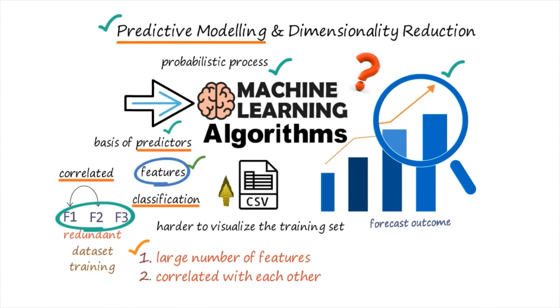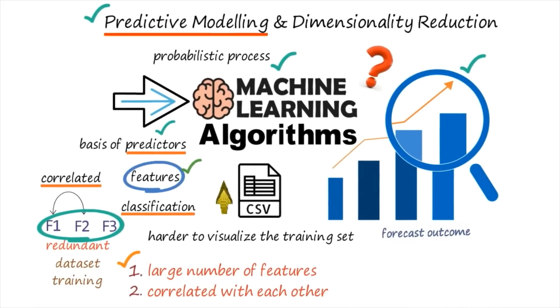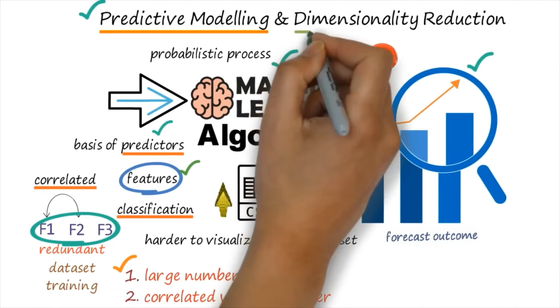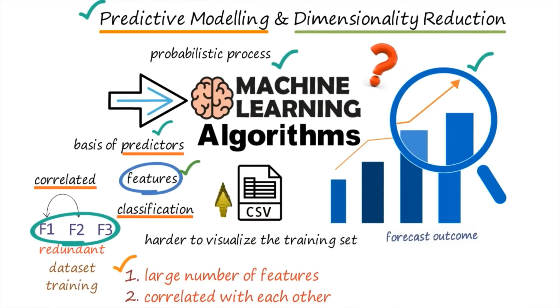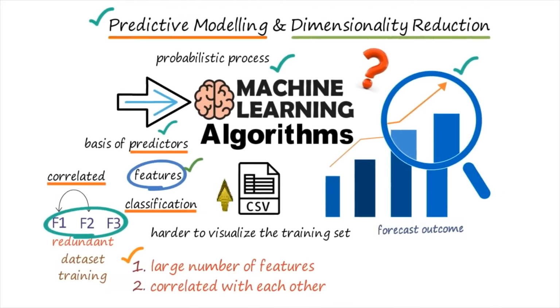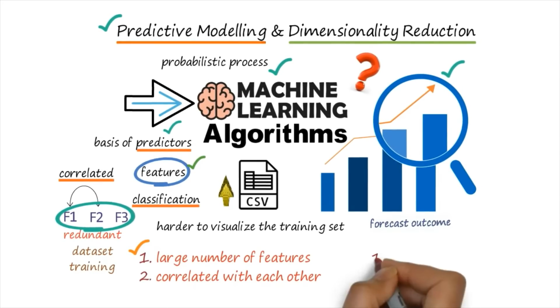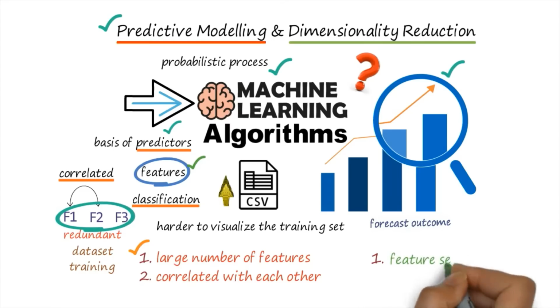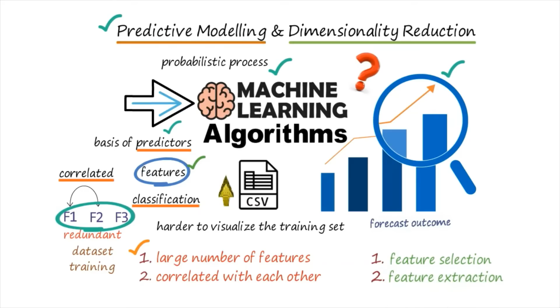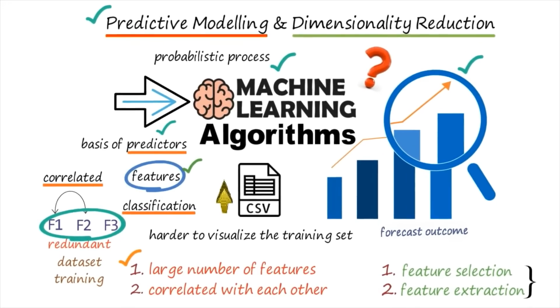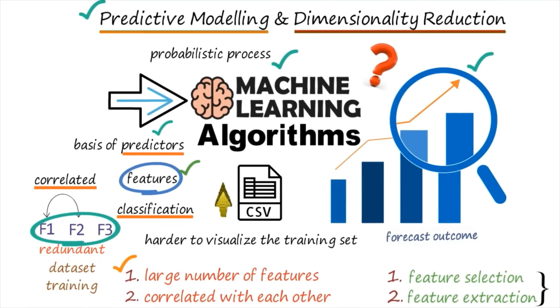In order to solve this problem in predictive modeling, we need a technique known as dimensionality reduction, and it is totally based on the features. Dimensionality reduction has two parts. The first part is selecting appropriate features, so feature selection is the first part, and the second part is feature extraction, meaning which features to use for the further training process. These two steps together are known as dimensionality reduction.